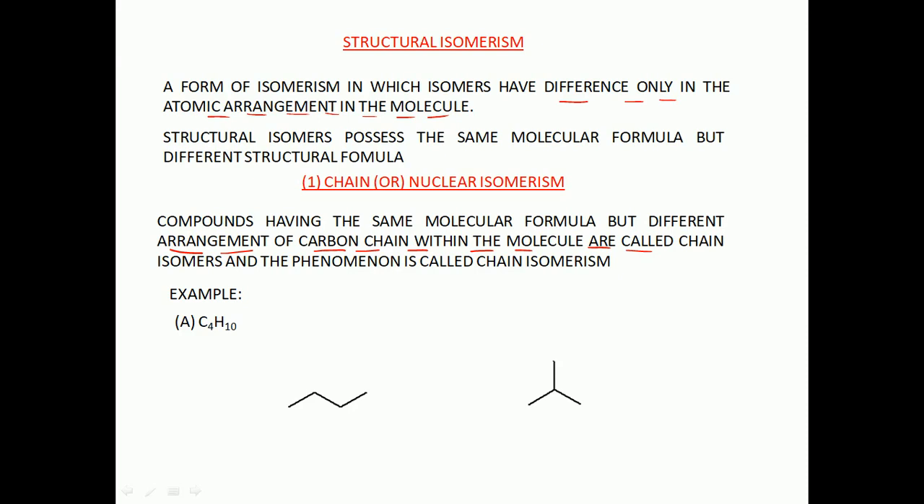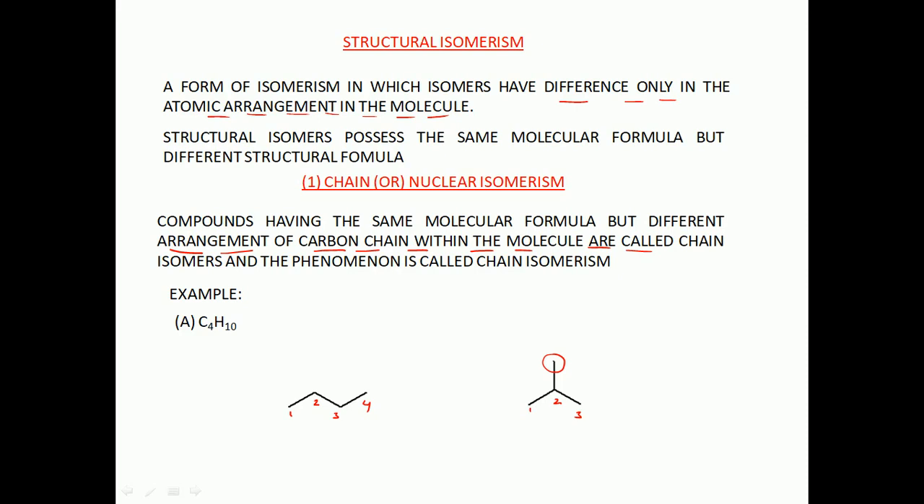Let us take an example and discuss this. For example, C4H10, the molecular formula of butane. Here the first structure has 4 carbon atoms in the parent chain, whereas the second structure has only 3 carbon atoms in the parent chain, and the 4th carbon atom comes in the form of a branch. The first structure is n-butane, the second one is isobutane. So those structures where you have a different number of carbon atoms in the chain are called chain or nuclear isomers.